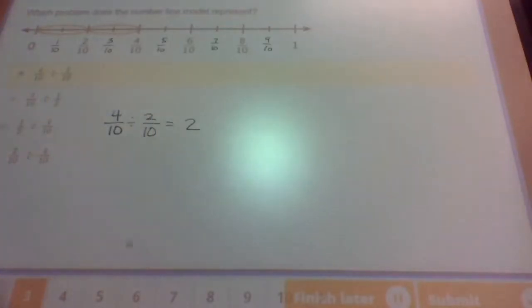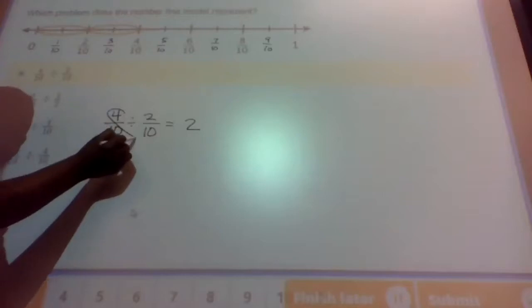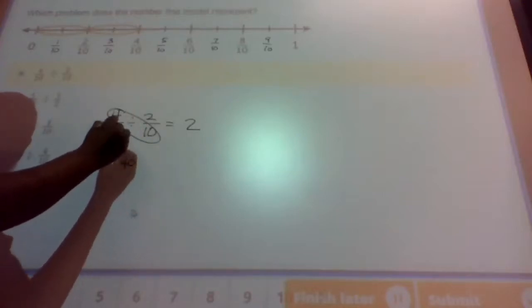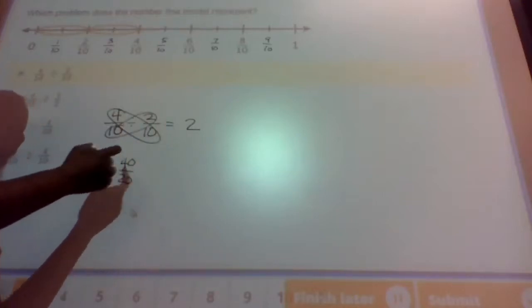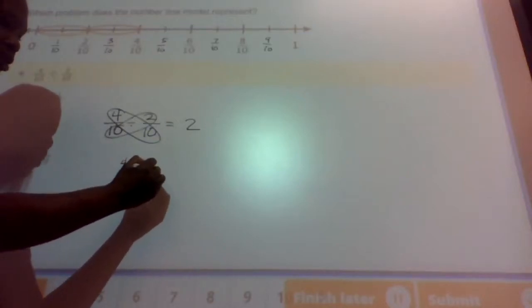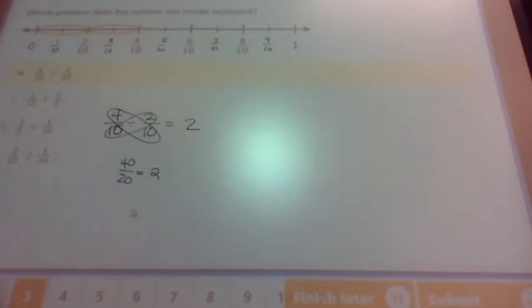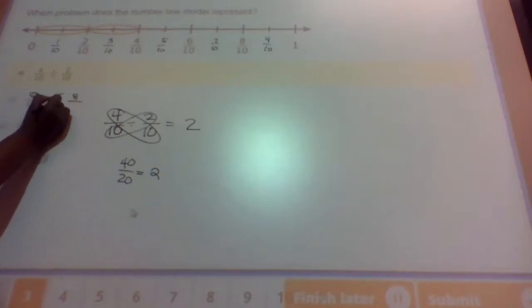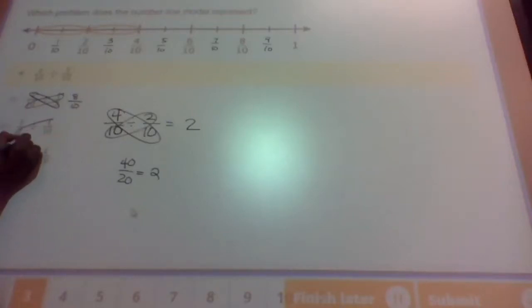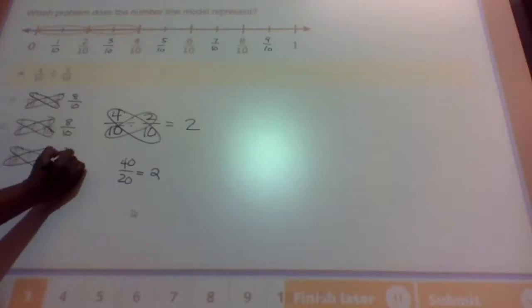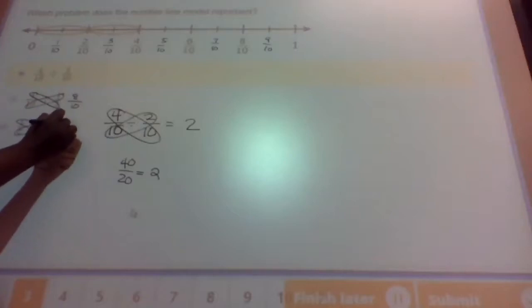Right? Now, how can you check that? Work it out. 4 times 10 is 40. 2 times 10 is 20. And 40 divided by 20 is 2. Right? Okay, if we did this one, this is going to give us what? 8 over 10. This one is 8 over 10. This one is 40, oh, wrong way. 20 over 40. I did this one wrong too.